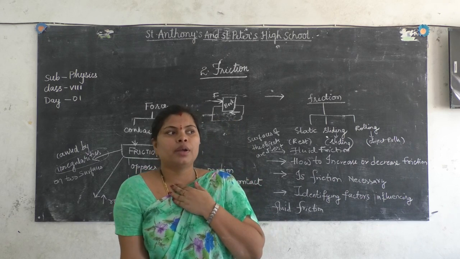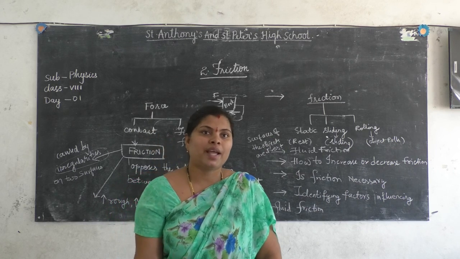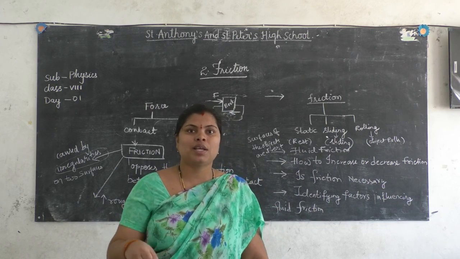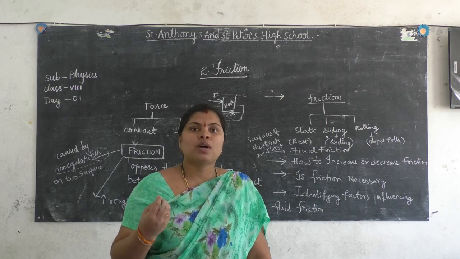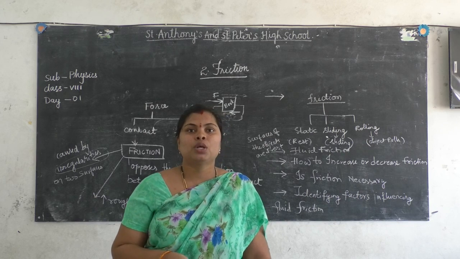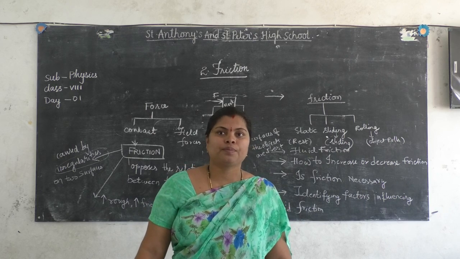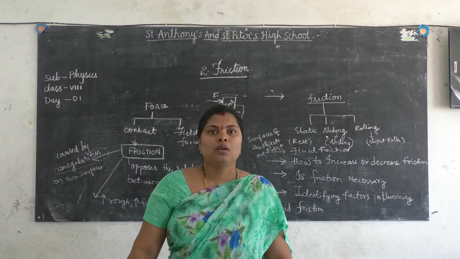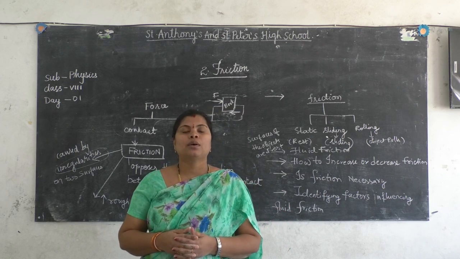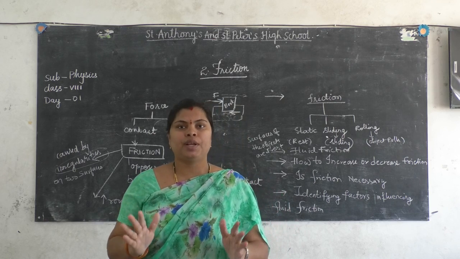And also, in other examples, we use lubricants in automobiles. For machines, or for a cycle, we apply grease to the cycle chains. And we also apply oily lubricants to machines to reduce the friction. So, from all these examples, we have learned that friction is important in our everyday life.